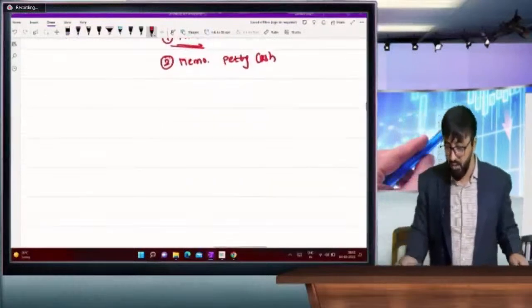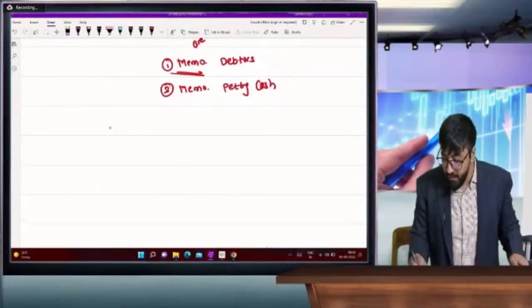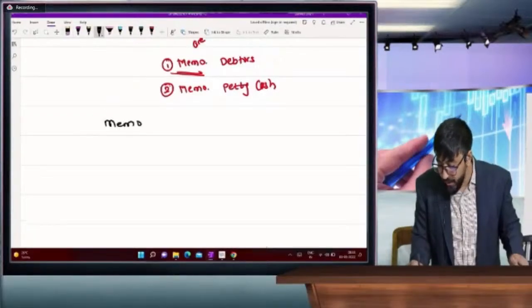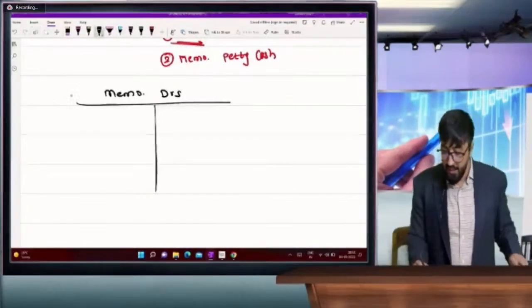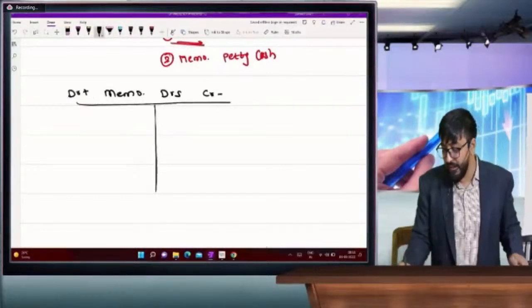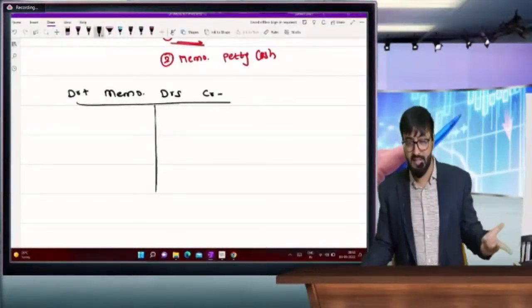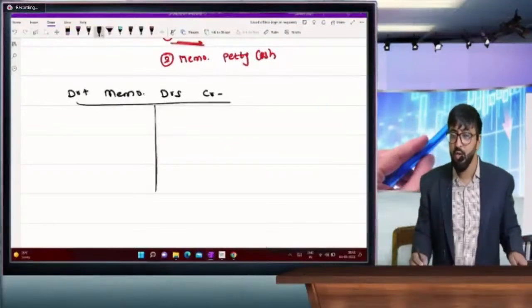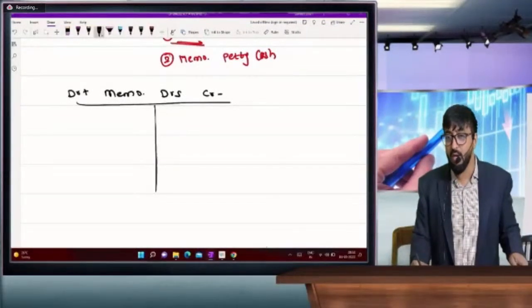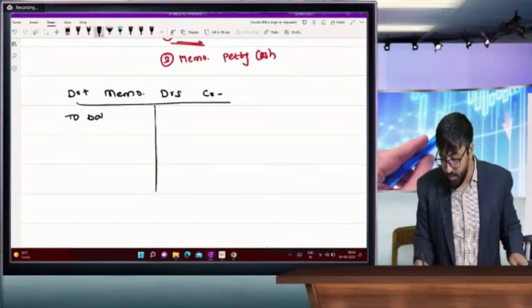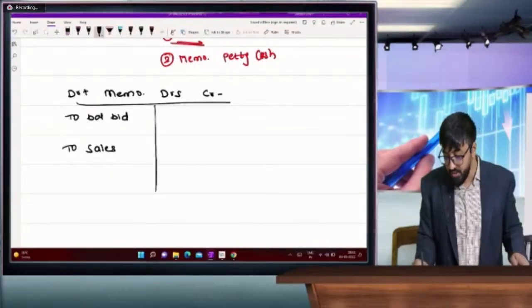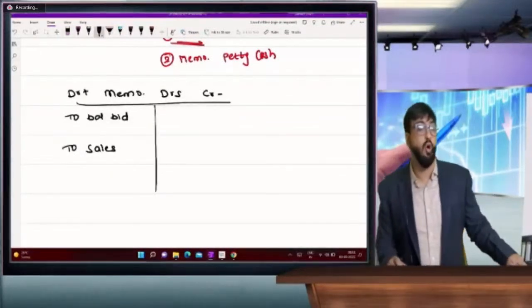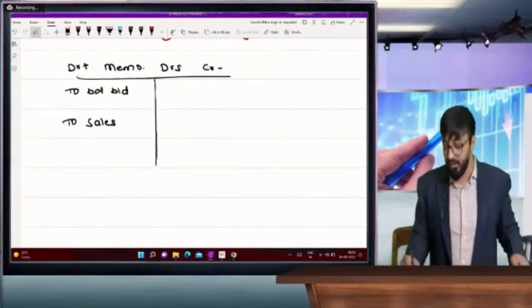So normally, what is the pro forma of the debtors account? Here I'm opening the memorandum debtors account for you. See how to recall this: debit plus, credit minus. Debtors means asset, so it starts from the debit side and ends on the credit side. What is the opening balance? To balance brought down. Why are your debtors increasing? To sales. We already studied these pro formas in non-profit organization at foundation and in single entry in intermediate.